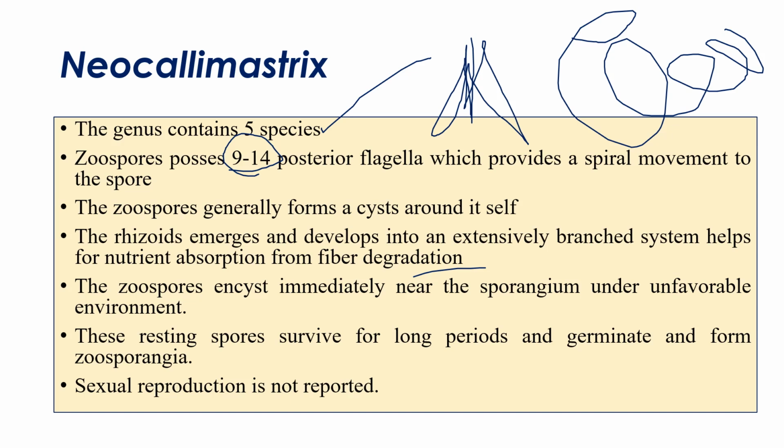And the zoospores encyst immediately during unfavorable times, which means they become resting spores. Again, these zoospores can revive after a very long unfavorable survival period, and they can germinate as zoosporangia. So during unfavorable time the zoospores encyst, and after a long period of survival they germinate to produce zoosporangia, which consist of zoospores.